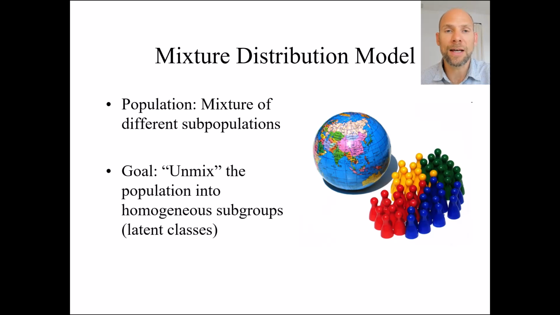And so the idea of the analysis is to unmix the population and to find homogeneous subgroups, the so-called latent classes. So it's like cluster analysis, where we want to find clusters of individuals that are homogeneous, where each cluster in itself is homogeneous, but where there's a difference in kind or in degree between those clusters. So basically the goal is to find previously unknown groups that have distinctive features. And with latent profile analysis, we do that by using continuous indicator variables.